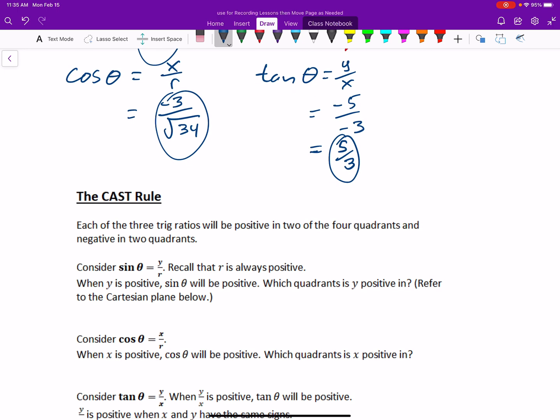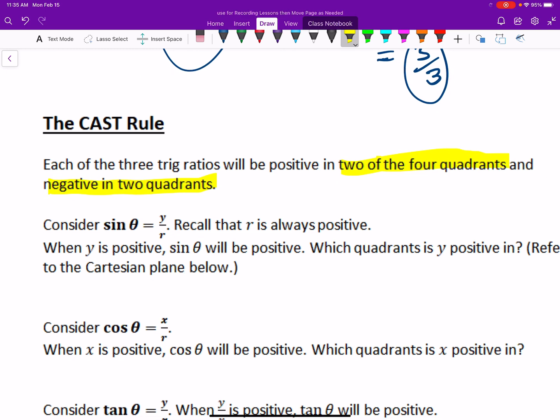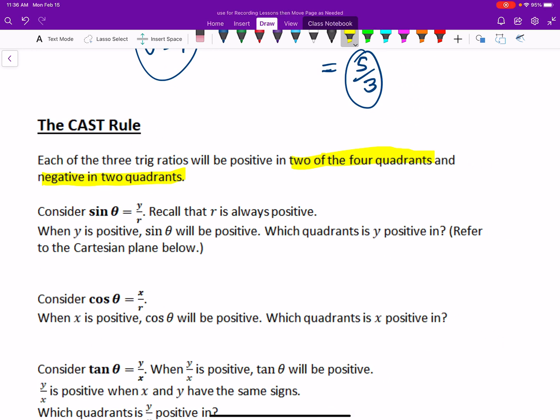I talked a bit about the CAST rule in a previous lesson. It turns out that each of the 3 trig ratios will be positive in 2 of the 4 quadrants, and they're going to be negative in the other 2. So consider that sine theta equals y over r, and recall that r is always positive. When y is positive, therefore, sine is going to be positive. Which quadrants is y positive in?